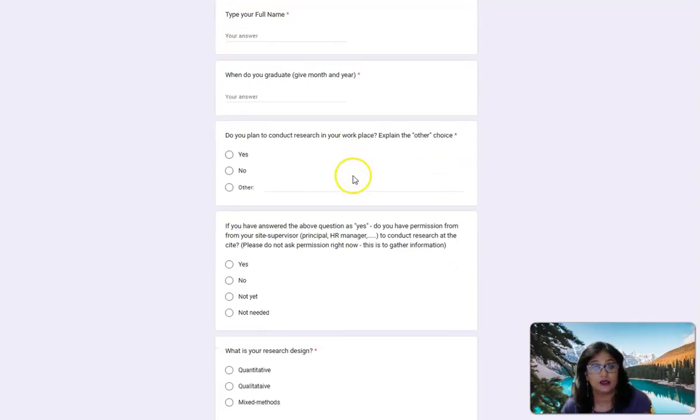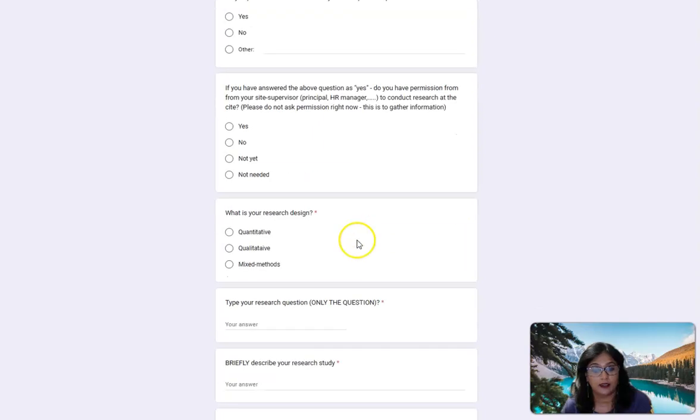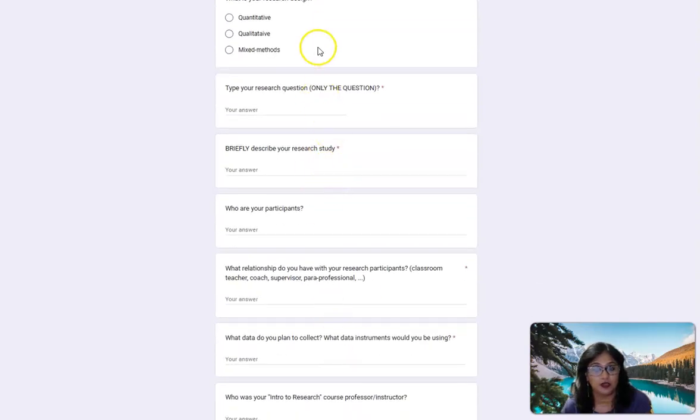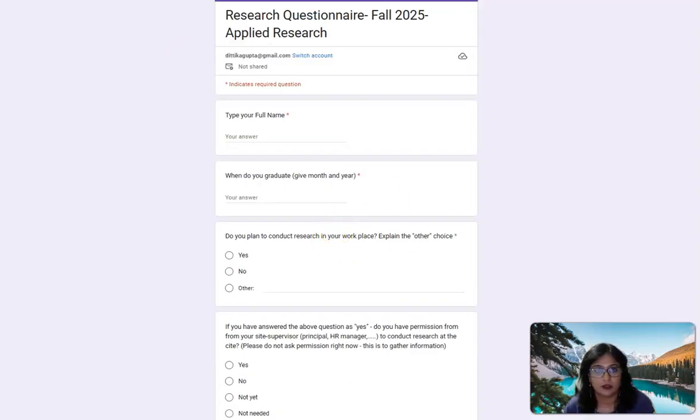And then just where you are going to conduct research and other details about your research study so that we can make sure that it is doable and measurable in this semester, because we only have one semester to actually implement the study, collect the data, and analyze it. So we want to make sure everything that we are doing is measurable and doable within a semester. So that is the reason that there is this research questionnaire. So let me go back.